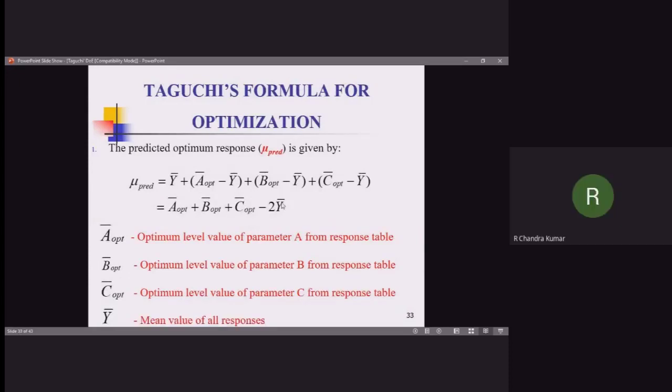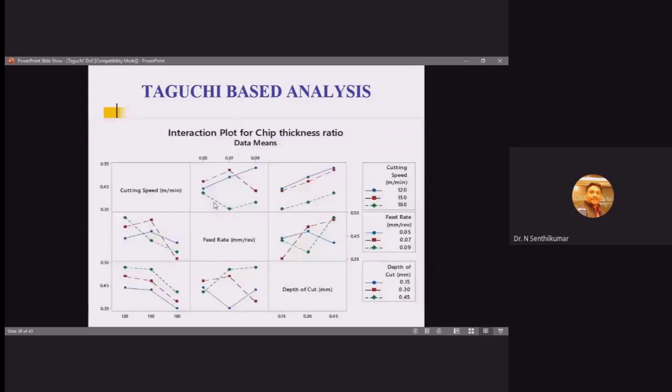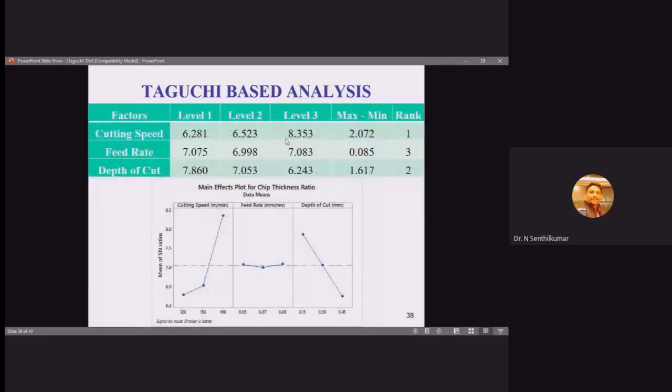Yes, sir. Thank you, sir. Right. Now, how to get the values? V3M, that is cutting speed, third level. From the response table, you can see the third level. What is this value? 8.353. Similarly, for feed rate, 7.083. For depth of cut, 7.860, because this is the maximum, no? 7.860.